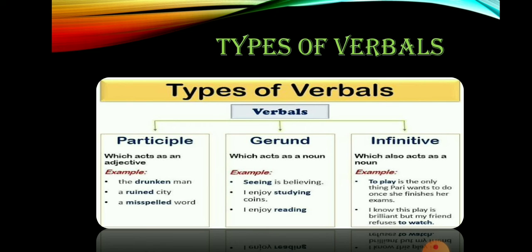First, participle means the various forms of verb which acts as an adjective. It is a verb but it is doing the work of an adjective. For example, the drunken man, a ruined city, a misspelled word.